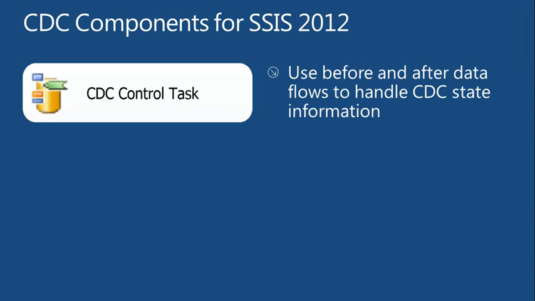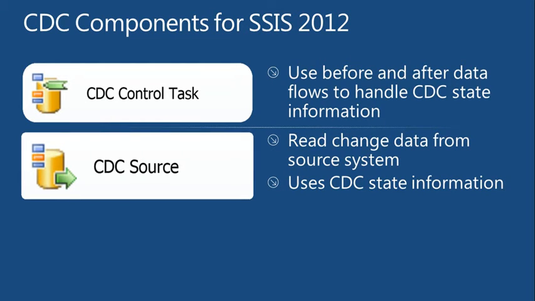We partnered with a company called Attunity. Attunity has its own CDC solution. They're down in the partner pavilion. And they created these great components for us that come in the box in 2012. So first we have the CDC control task. This is a task within the control flow. You use this to mark your state and basically handle all of the state. You'll usually use this before and after your data flow. This is going to retrieve state from the database and then persist it back in, so your package just automatically knows where to start and where it left off.